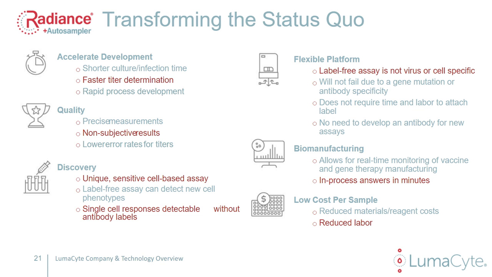So in terms of a summary, Radiance transforms the status quo. It accelerates development with faster titer determinations, right? It's a high quality result, very precise measurements. They're non-subjective and accurate. For discovery, it's a unique, sensitive cell-based assay that can help you find new cell phenotypes, look at single cell responses without antibody labels. It's not virus or cell specific.